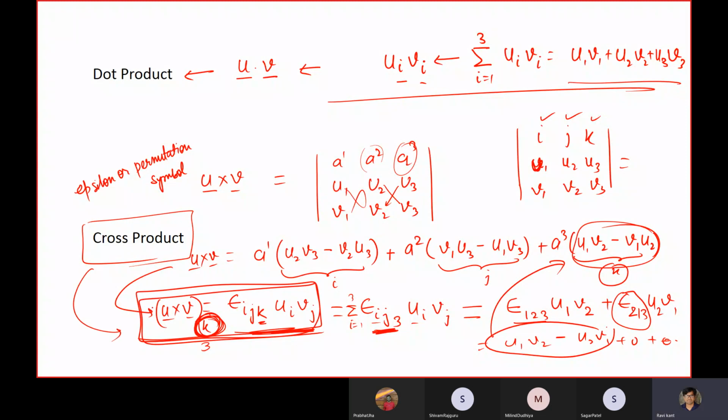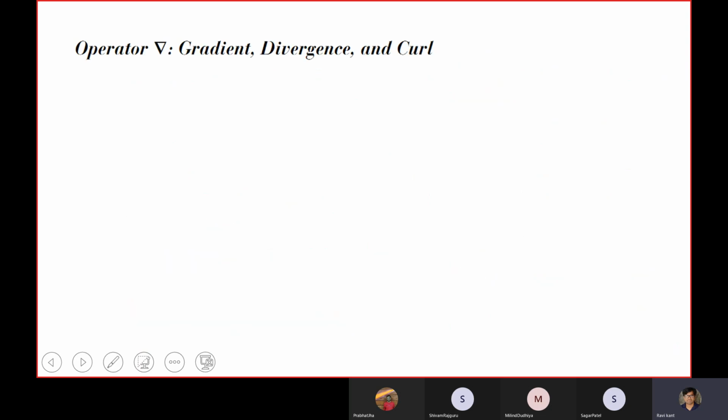See, this is the beauty of writing things in tensor notation. With very much ease you can write very long expressions and you don't have to bother about so many components. You just write things in terms of i, j, k and you are done. So that is the beauty of writing every equation in tensor notation. Okay, so you got dot products, you have cross products.